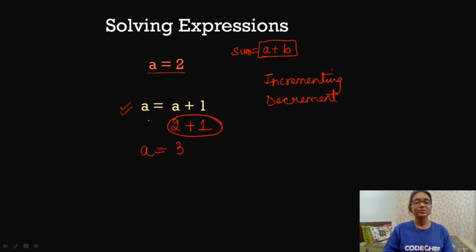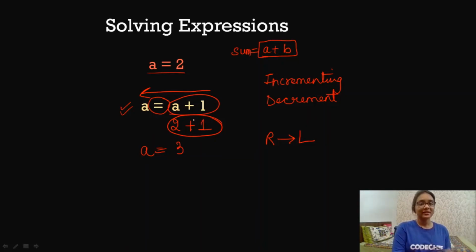Now why is this working in this manner? It is because when we have an assignment operator, then in that case we solve it from right to left. Means we move in this manner when we solve an expression which contains assignment. So first we solve the right hand side expression, and whatever answer we get on the right hand side, we store it in the left hand side variable. No matter what the variable on the left hand side is, that does not matter.